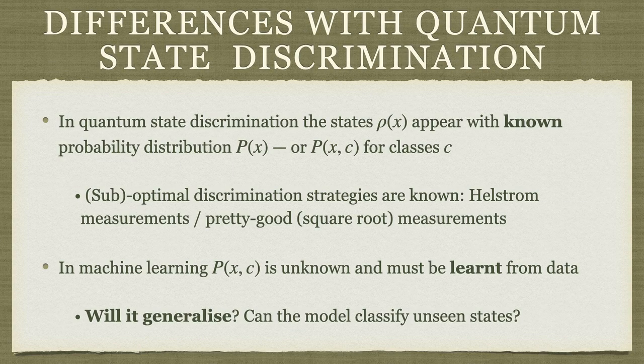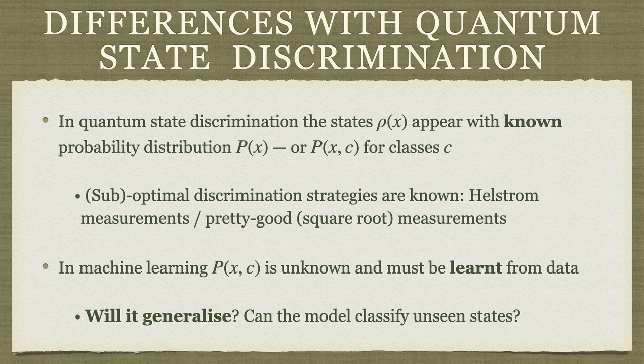Before going on with the theory, let me clarify what are the main differences between the problem I've described and quantum state discrimination. In quantum state discrimination, the states appear with some known probability distribution P of x, or P of x and c if we also have the class. Then, optimal discrimination strategies can be analytically constructed using either Helstrom measurements for binary classification problems, while suboptimal choices for multi-class problems are also obtained via pretty good or square root measurements.